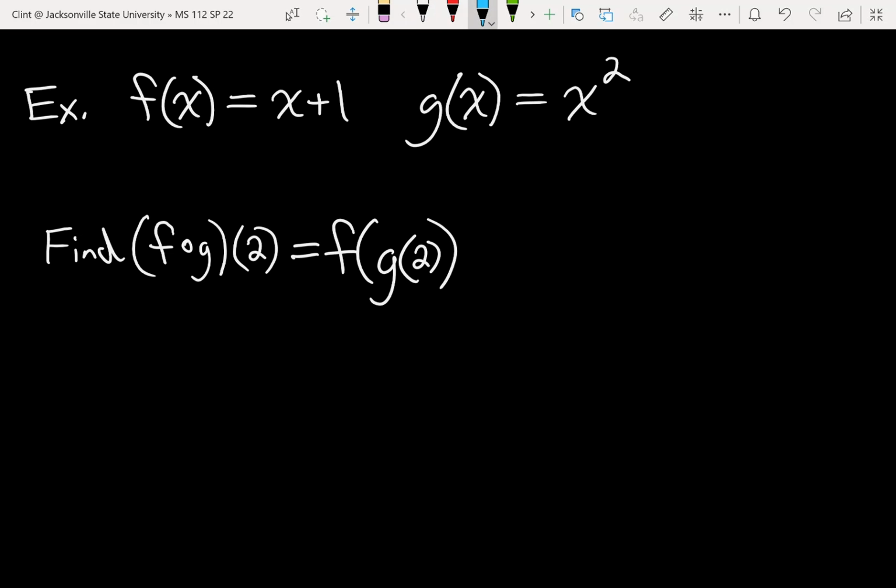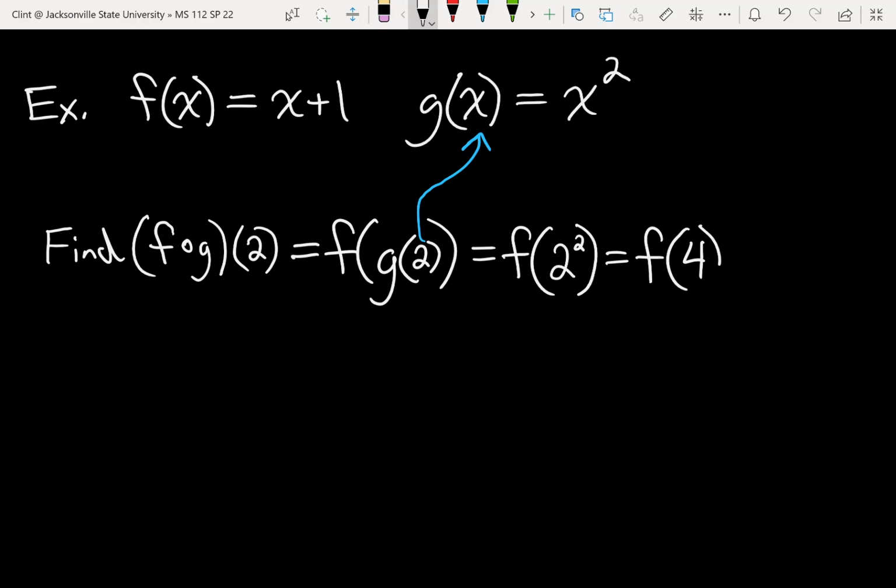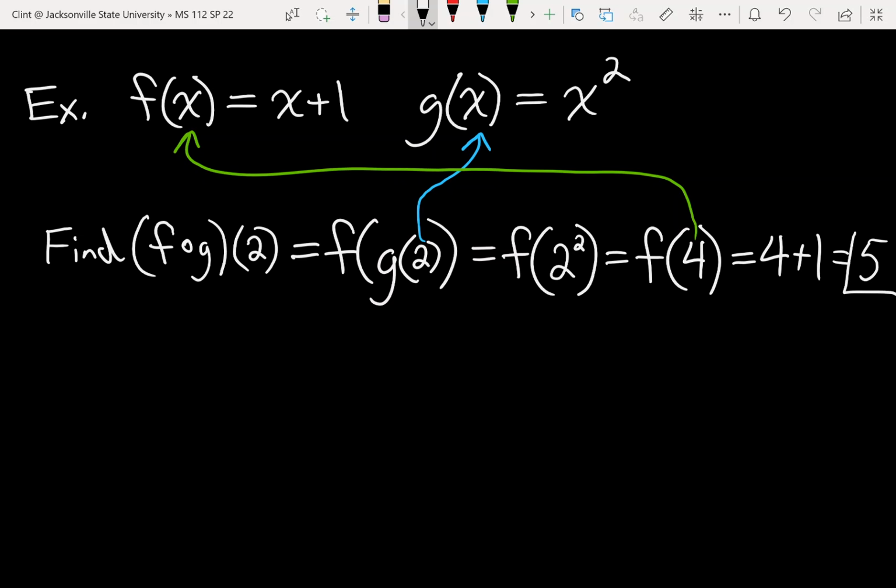So what we do is we take 2, we plug it into G. If we do that, we'll have 2 squared. That's F of 2 squared. 2 squared is 4. And now that we know the answer to the G problem, we take it and use it as the input in F. So we'll have 4 plus 1, which gives us 5.